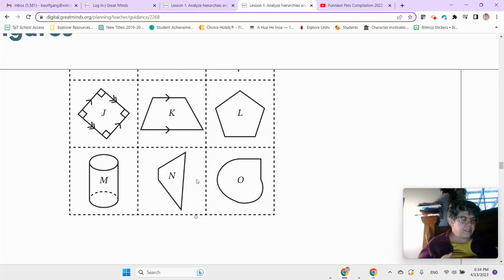We sorted our figures into different piles, but some of the things could fit into more than one group, right? So N is a polygon and a quadrilateral, right? Are there other ones that fit into more than one group?